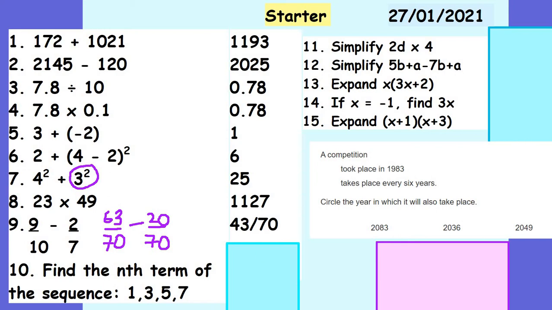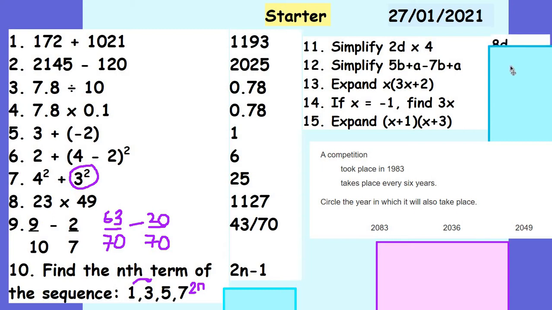The nth term of a sequence, well, the number in front of n is the difference between the terms, which in this case is 2n. But then to go from 2n to 1, I need to subtract 1. So I'm looking at 2n subtract 1. For the algebra, 2d times 4 is just 8d. Simplifying that by collecting like terms will give me 2a subtract 2b.